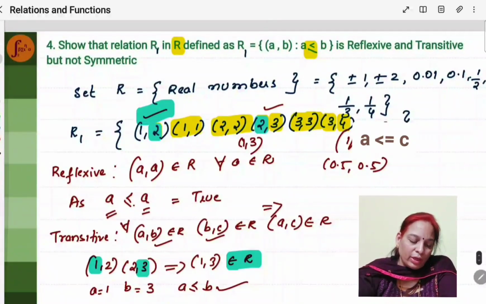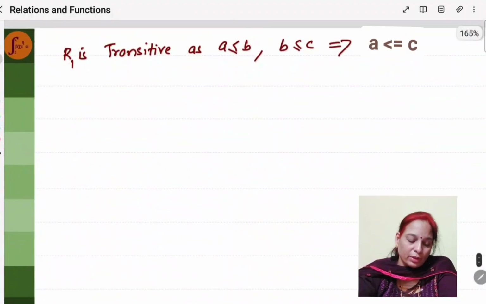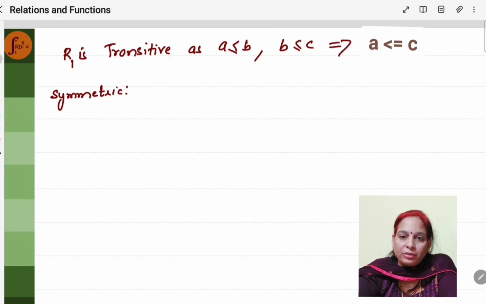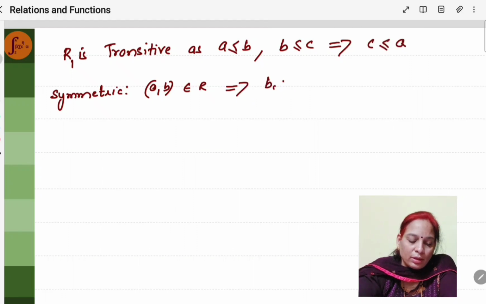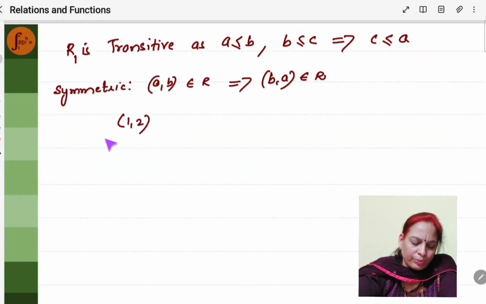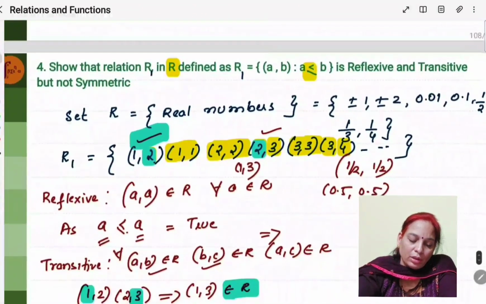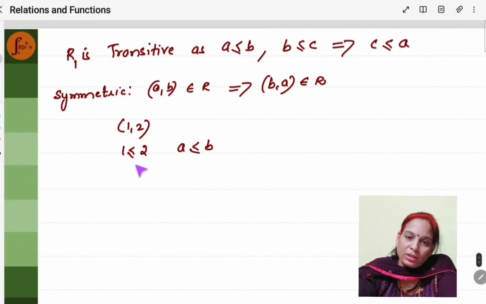Now we have to verify that it is not symmetric. We have to prove that it is not symmetric. What is the condition for symmetric? If A comma B belongs to R, this should imply that B comma A also belongs to R. Let's take a simple example, 1 comma 2. Here 1 is less than or equal to 2. That's the condition for the relation: A less than or equal to B. So in this case 1 is less than or equal to 2.